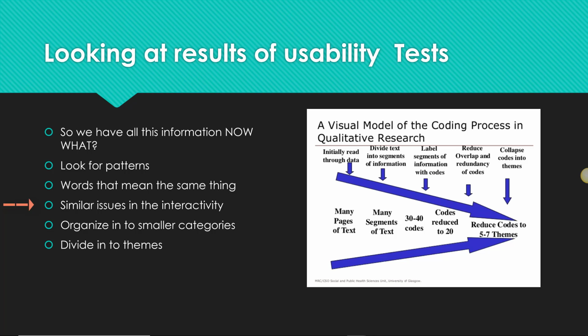And once you have those similar issues, you can start organizing the information into chunks, smaller categories. And then keep dividing them until you have 5 to 7 themes, 5 to 7 code words to describe the problems that we're seeing in the design. So things like problems logging in, or problems adding new recipes. Those would be what we are looking for.